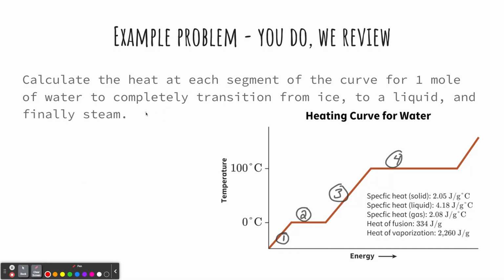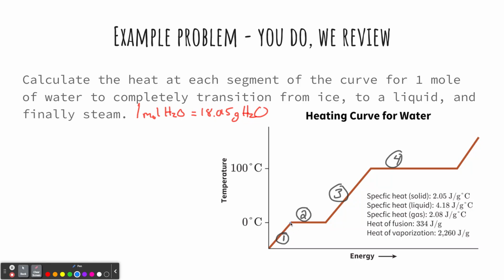So we have 1 mole of water. Something that's going to be useful for us is to remember that 1 mole of water is equal to 18.015 grams of water. Okay, because we do have to use different equations throughout this process. And then it's asking us to calculate segment 1, right?